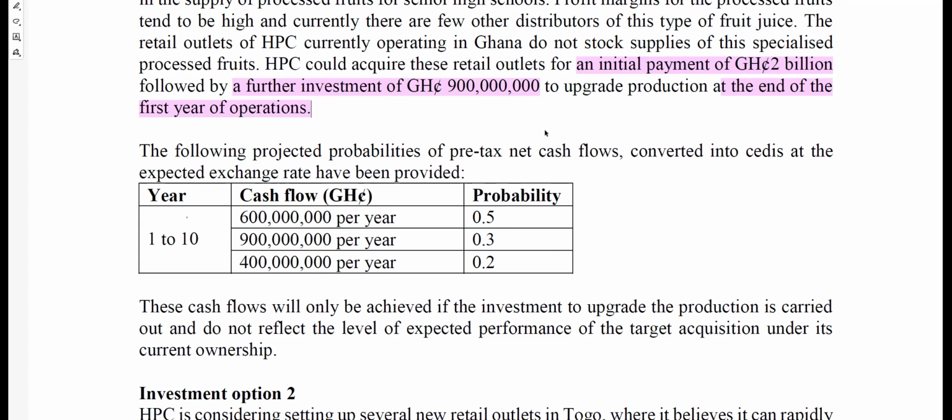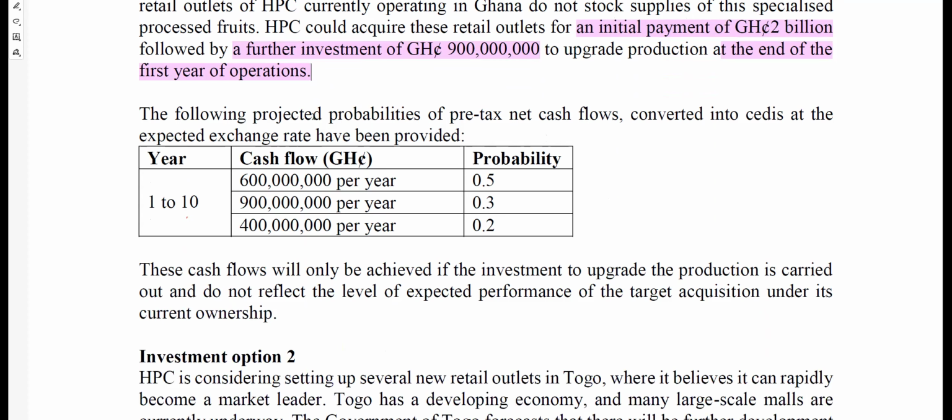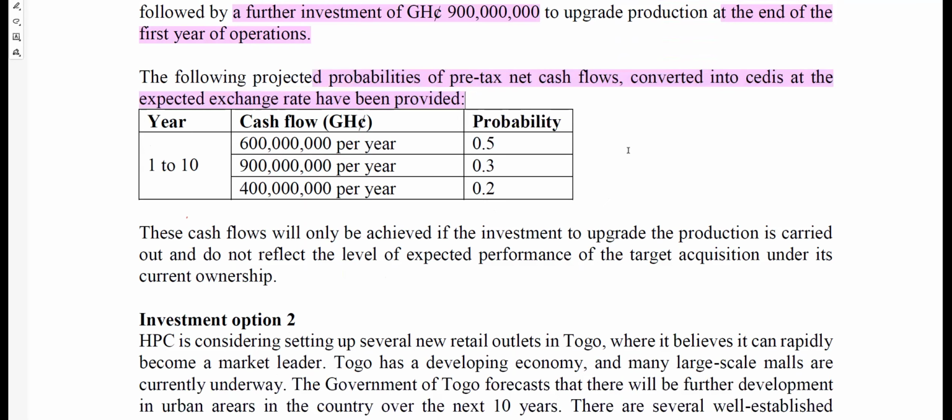So the following projected probabilities of pre-tax net cash flows converted into CD at the expected exchange rates have been provided. Now, mostly, what happens is that sometimes you are not certain of your cash flows, so you need the expected cash flows, the expected values. And expected value is the sum of probability times the cash flows.